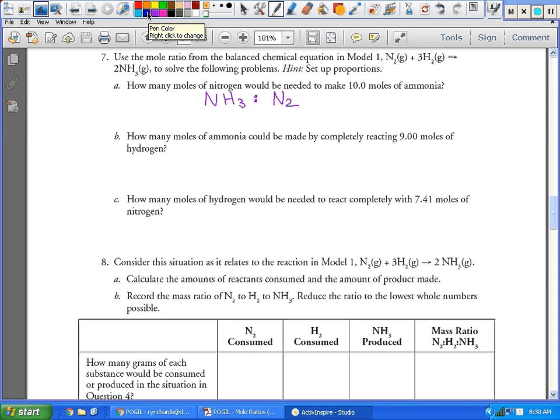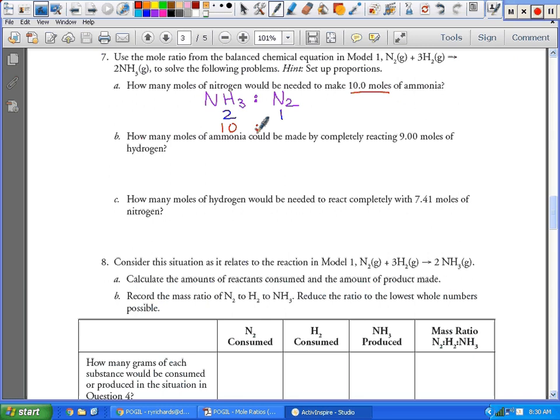Put it on the back of the bubbles. So, how many moles of ammonia did they initially give you? 10. Well, think about it. For every two ammonias, I get one nitrogen. But if I have 10 ammonias, it's basic simple math. How many nitrogens would I have? Five.